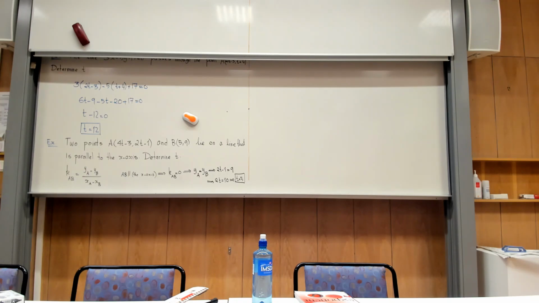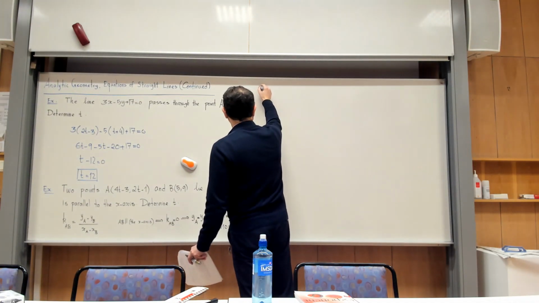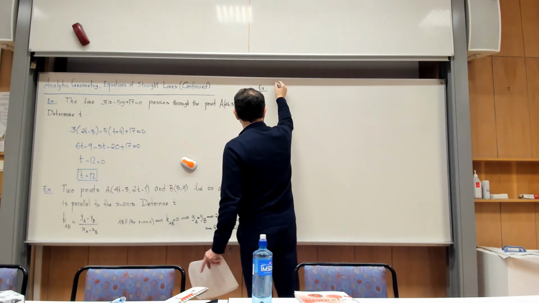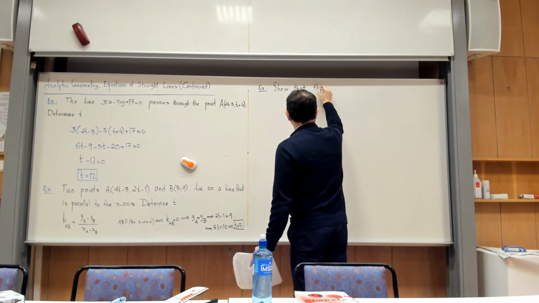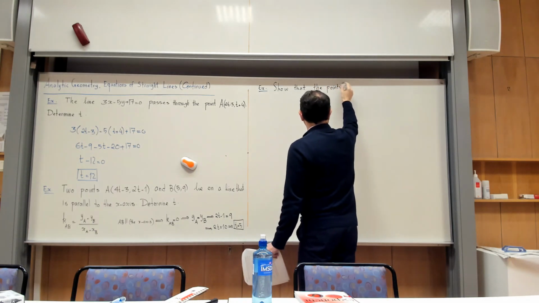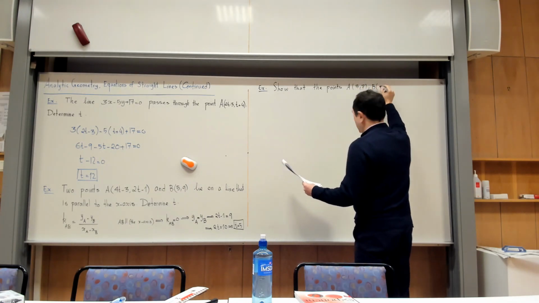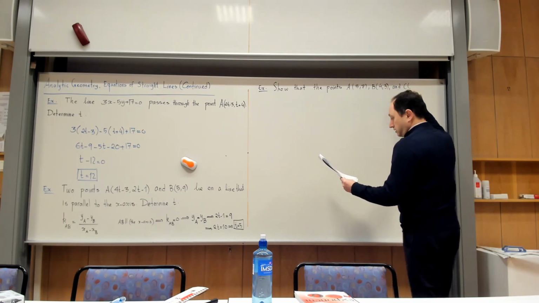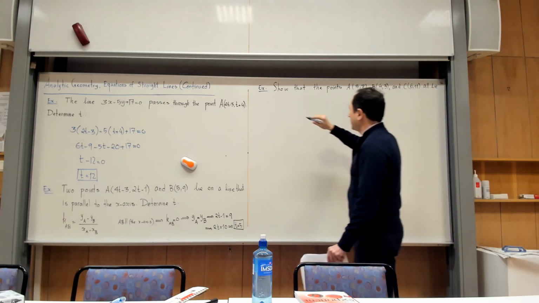Yes? Is that clear? Let me ask you one more question here. Example: show that the points A with coordinates (5, 7), B with coordinates (4, 3), and C with coordinates (6, 11) all lie on the same straight line.